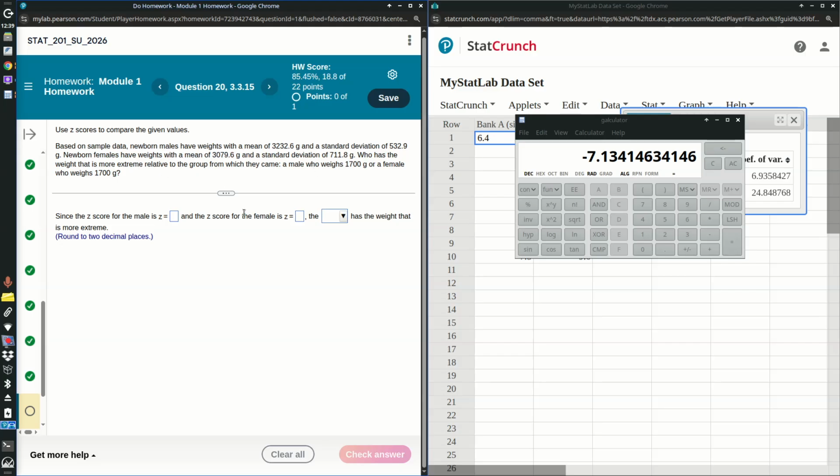Okay, so again we're doing z-score here for extreme male versus extreme female. So let's do the male. 1700 grams for the male, minus the average, which was 3232.6, and divide by the standard deviation, 532.9. And we get negative 2.88.